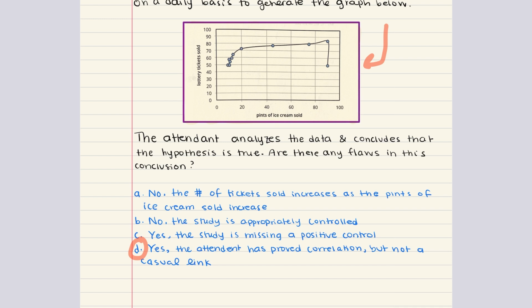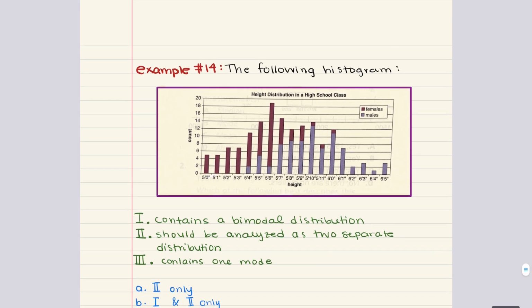Furthermore, the study does not account for other factors that could influence lottery ticket sales, like promotions or weekends or even local events, and it makes it impossible to isolate the role of glucose ingestion in this observed pattern. So that's all to say that, again, the correct answer for problem 13 is D. Let's move on to problem 14.